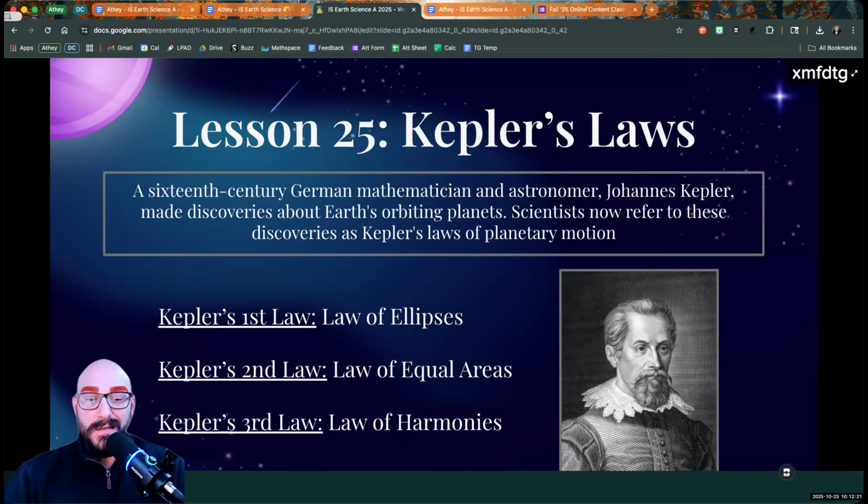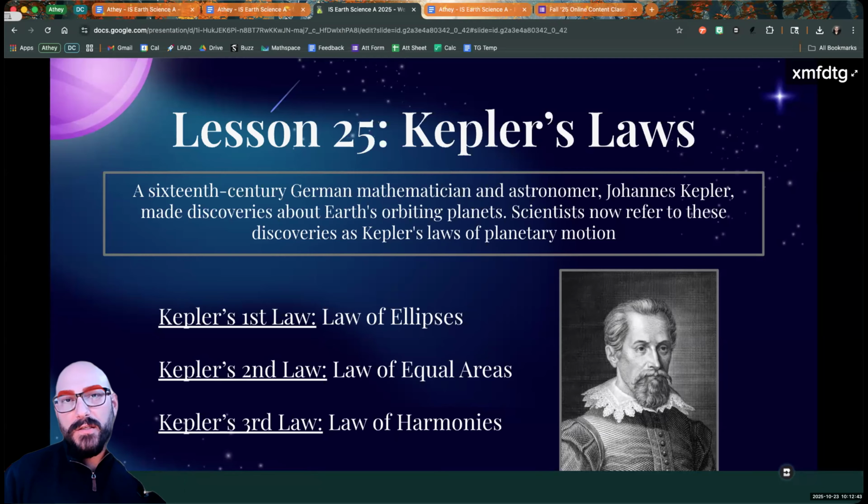Let's talk about Kepler. So Johannes Kepler lived in the 16th century, so that's the 1500s, right? The first century was 0 to 99. The second century was 100 to 199, right? So that's why those numbers are off. The 16th century would be 1500 to 1599. Johannes Kepler lived in Germany, which would have been called Prussia at the time.